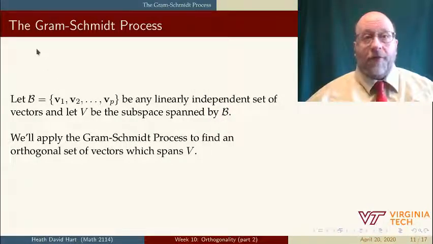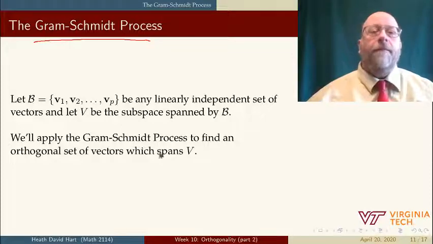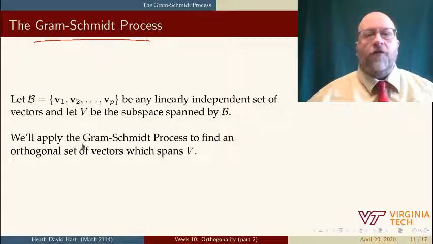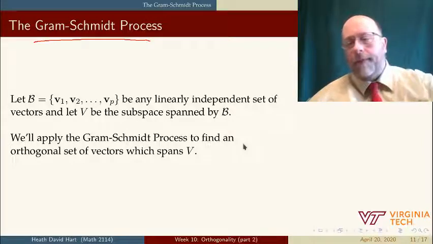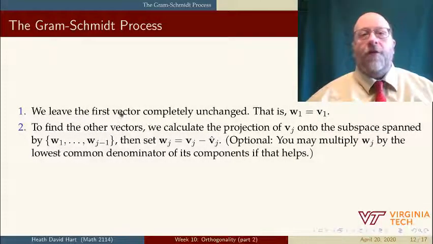So let's talk about the Gram-Schmidt process now. We're ready to take a look at this. We have any linearly independent set of vectors, and we want to construct an orthogonal set of vectors that spans V. We're going to leave the first vector in the set unchanged. The first vector, we're going to lock it in place and make the other vectors move relative to it.